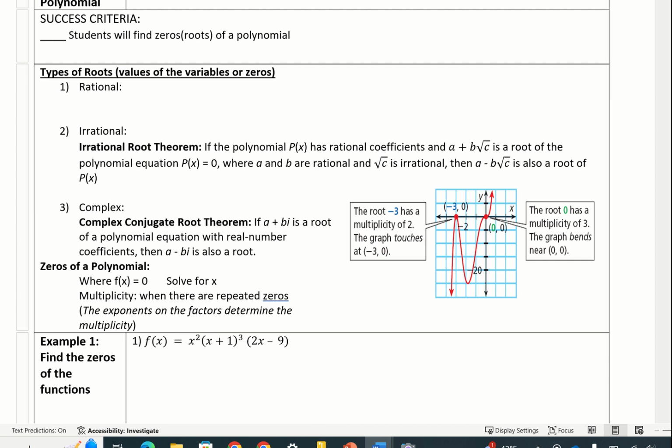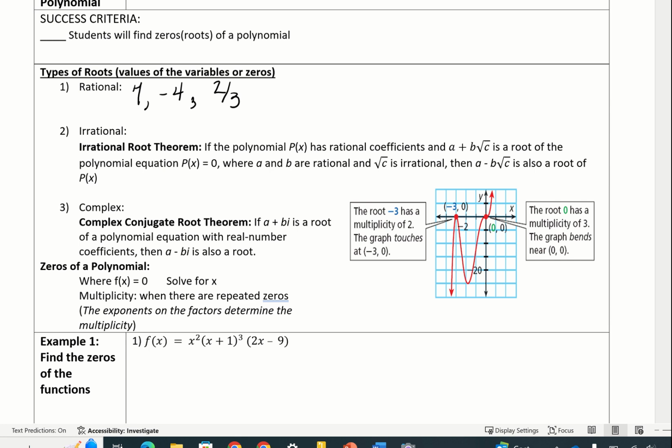So rational numbers are numbers that can be rewritten as a fraction or start as a fraction. Like the number 7 can be written 7 over 1. -4 can be written as -4 over 1. 2/3, 6, anything like that.